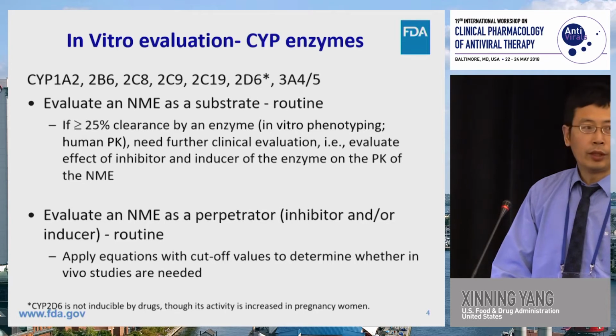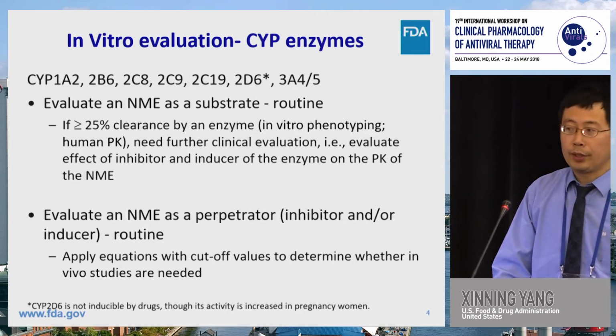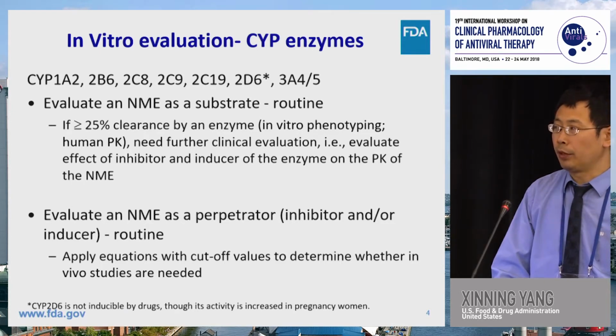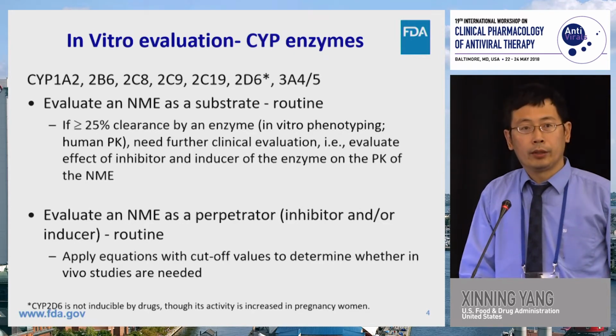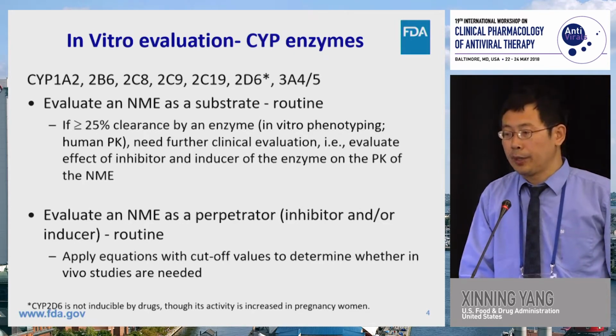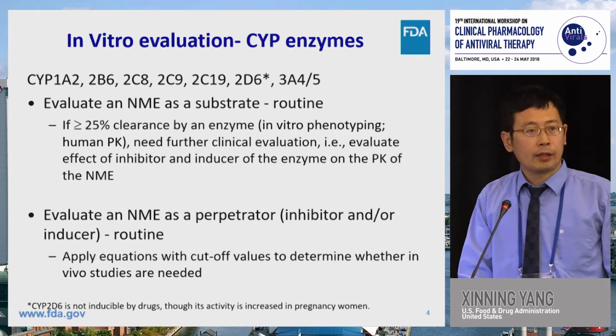They are 1A2, 2B6, 2C8, 2C9, 2C19, 2D6, and 3A, and this is the same as the 2012 guidance. It's a routine to evaluate a drug as a CYP substrate because most drugs are metabolized by CYP enzymes, and we want to know how the body eliminates a drug. It's also routine to evaluate a drug as a perpetrator, as an inhibitor or inducer of a CYP enzyme.